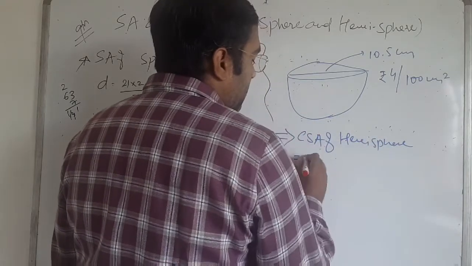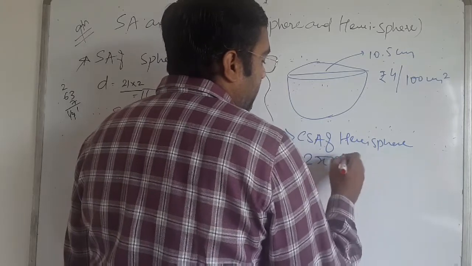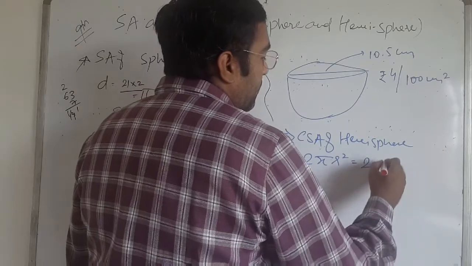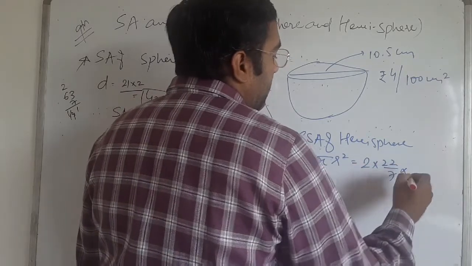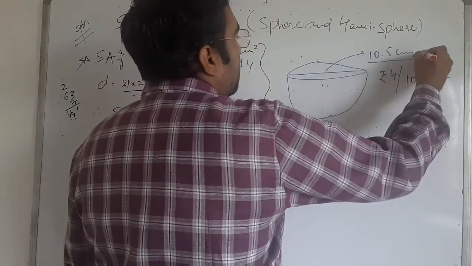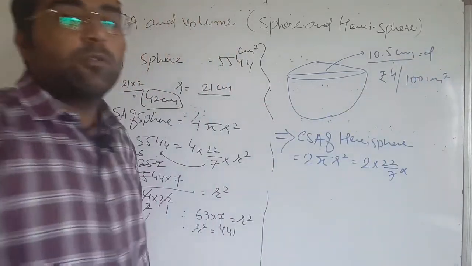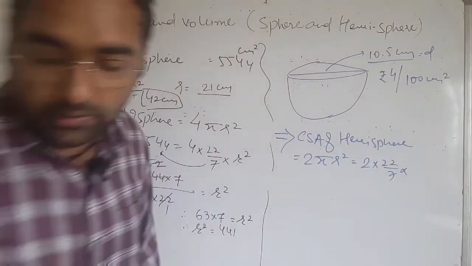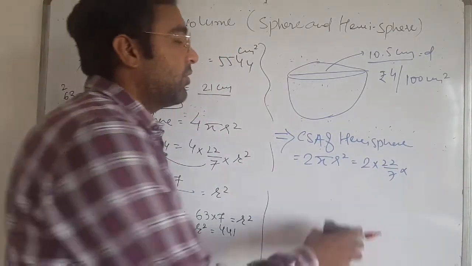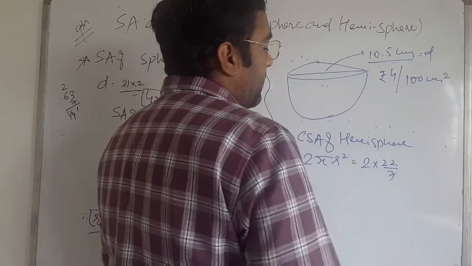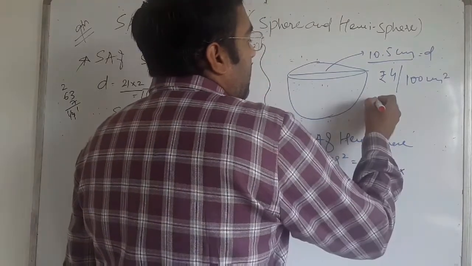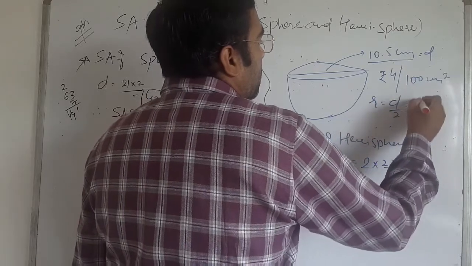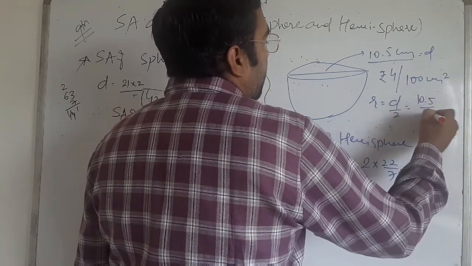That is 2 pi r square. So 2 into 22 by 7 into, here is my diameter. We have to convert this diameter into the radius. So my radius is diameter divided by 2. So 10.5 divided by 2.